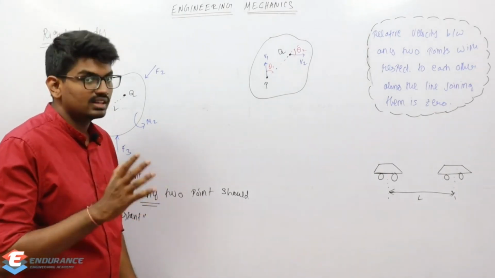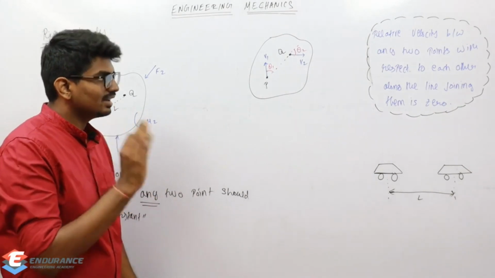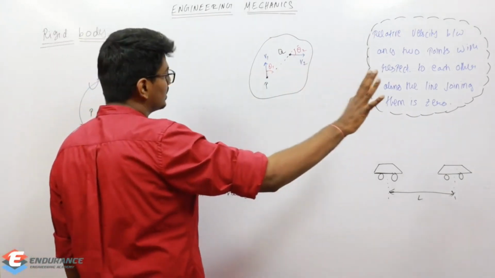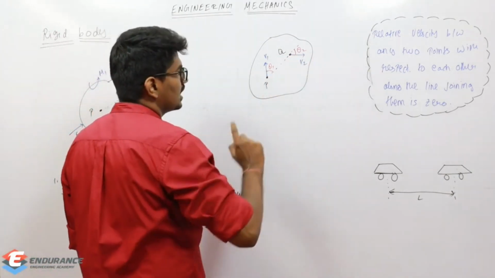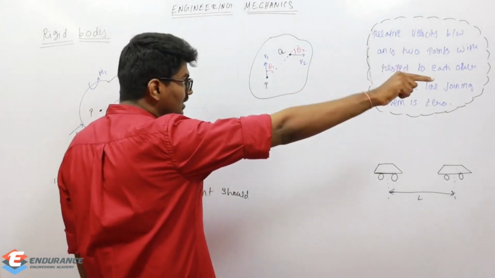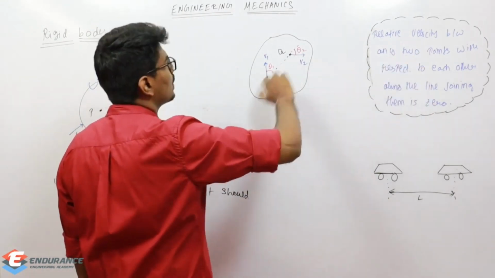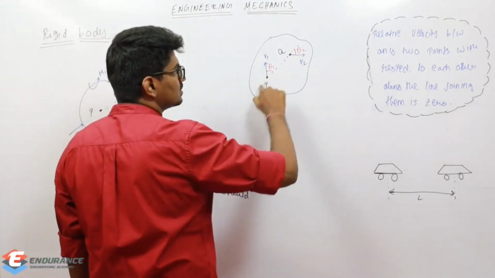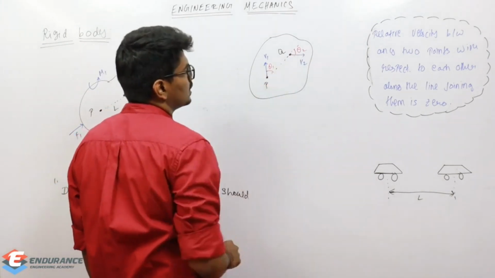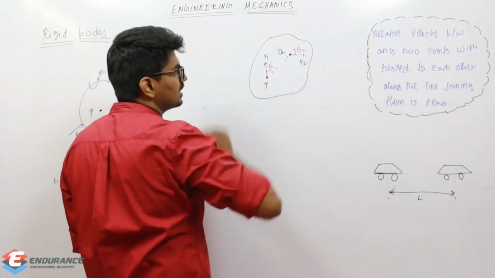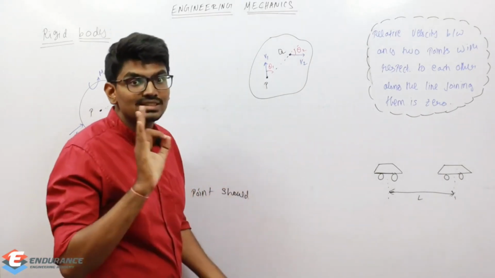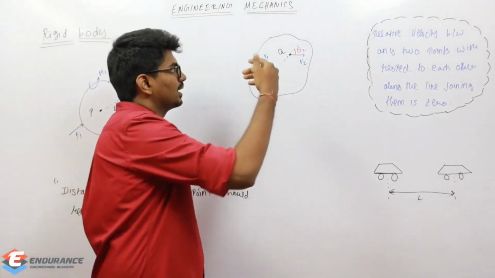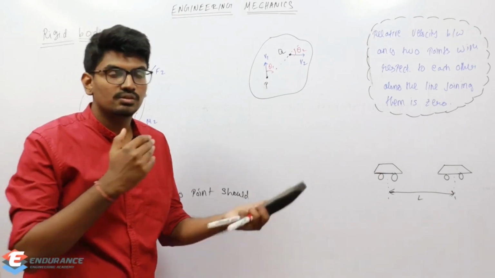Now the definition is something like this: the relative velocity between any 2 points, along the direction of the line joining these two. You could see that P and Q, this black dotted line is the line which is joining P and Q, right? So along the line which is joining these 2 points, if the relative velocity is 0, what is meant by relative velocity? Velocity of P with respect to Q, velocity of Q with respect to P.